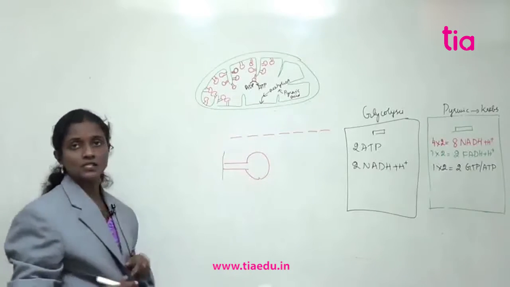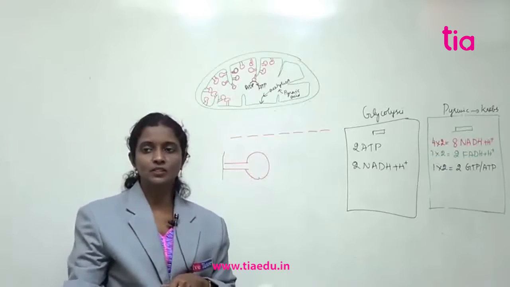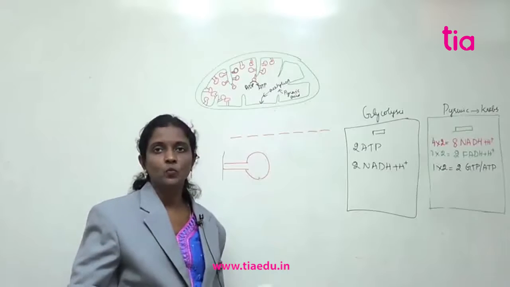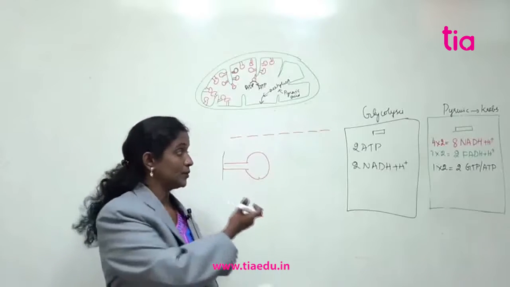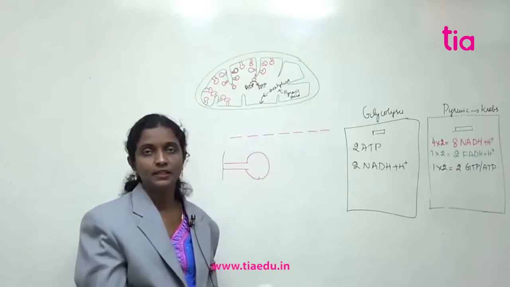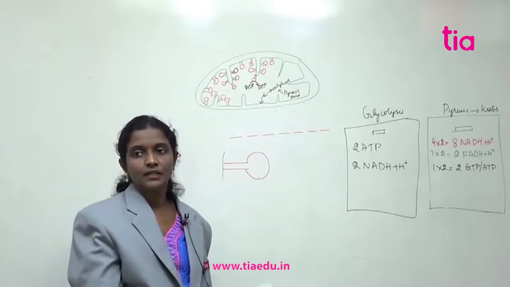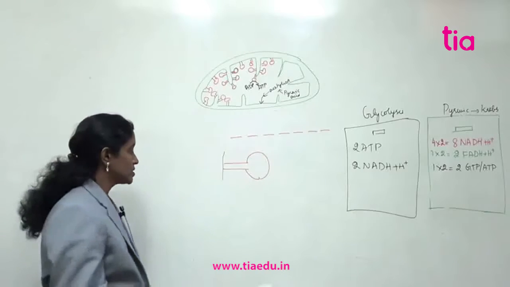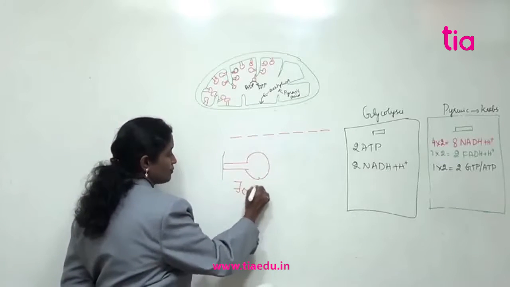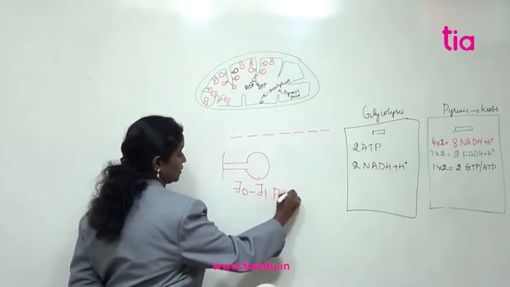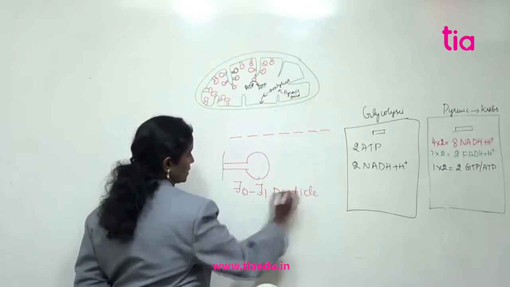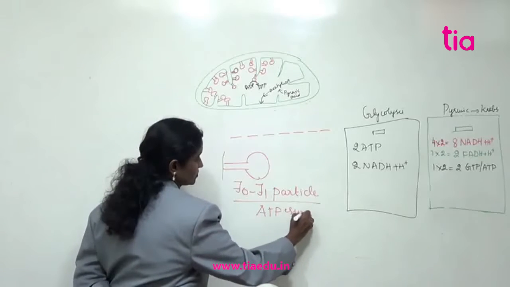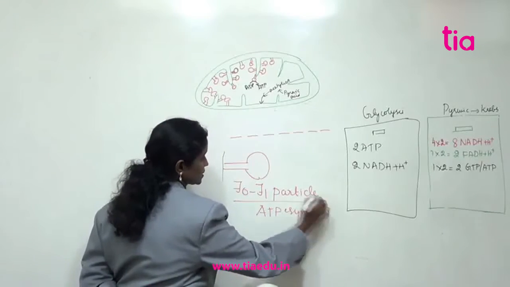What do we call this? What is the stalk and the knob called? Because all this we are going to take there, to the inner membrane of mitochondria, the cristae. It is the F0, F1 particle of the inner membrane of mitochondria cristae. This is where ATP production takes place. This is where ATP synthesis takes place.